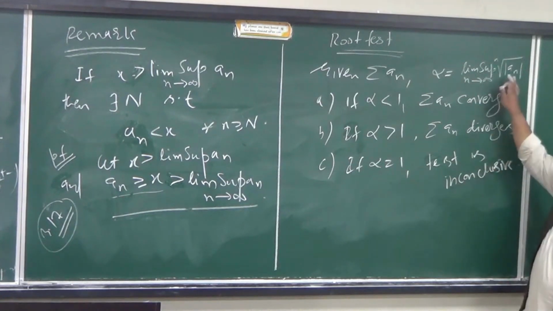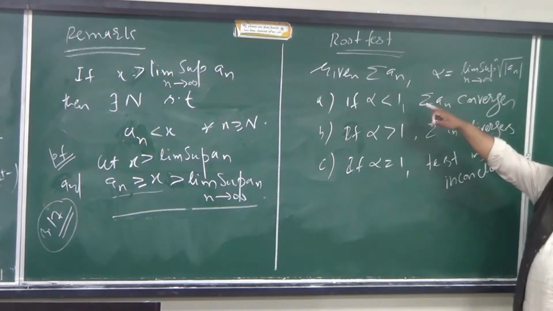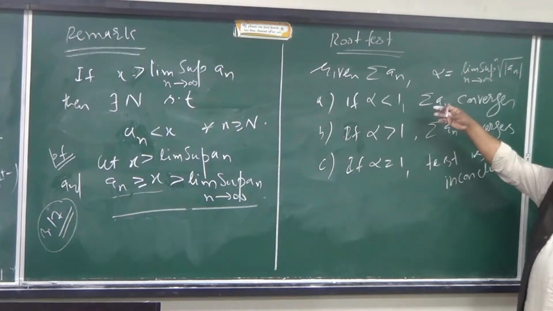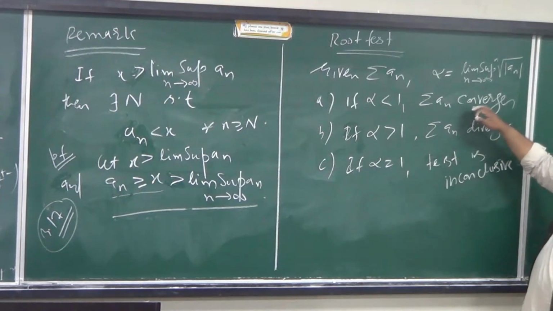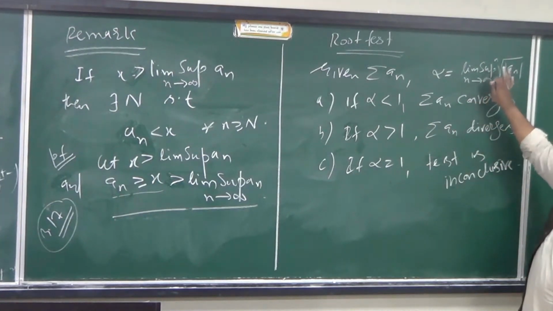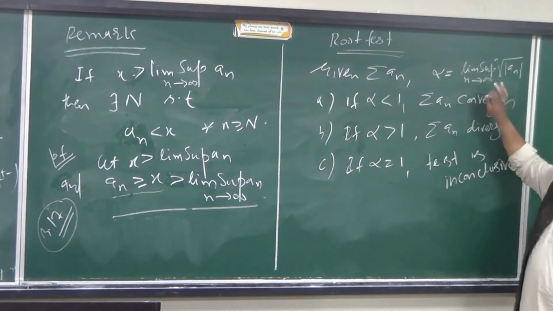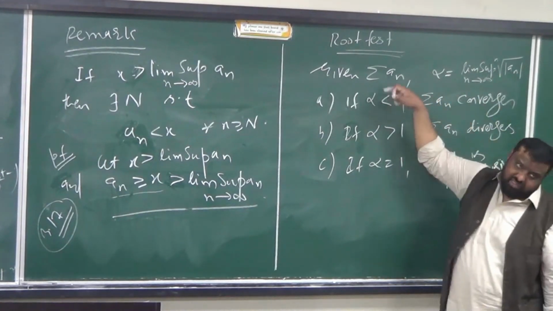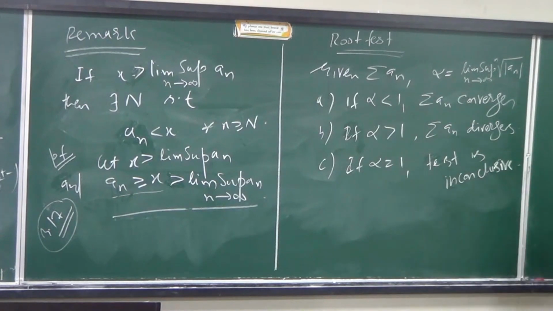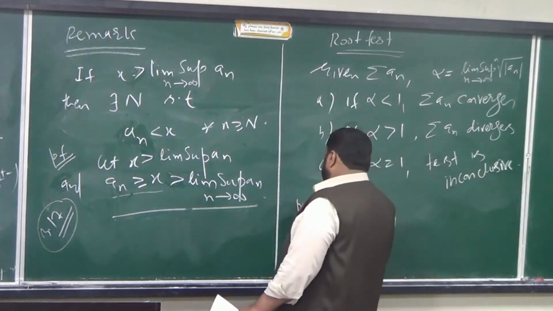doesn't exist, but still the series converges. So in other words, there must be some other way to know about the convergence of series. The best is that, but we know that the limsup always exists. Limsup exists. From limsup you can tell about series.